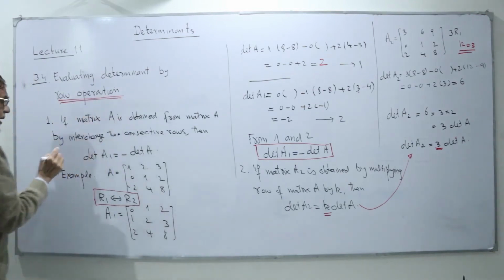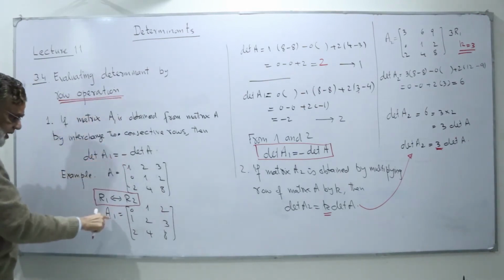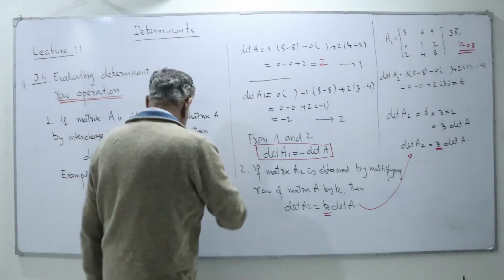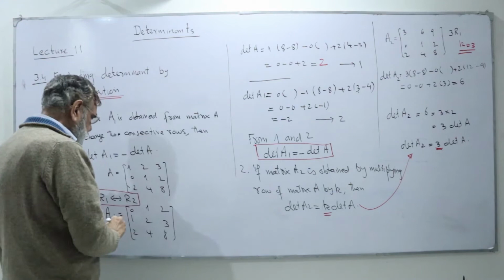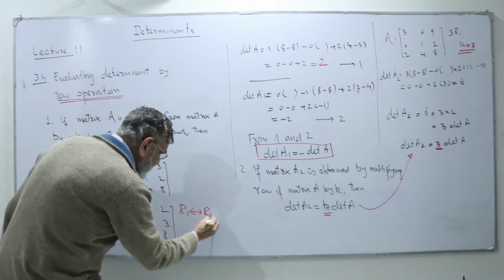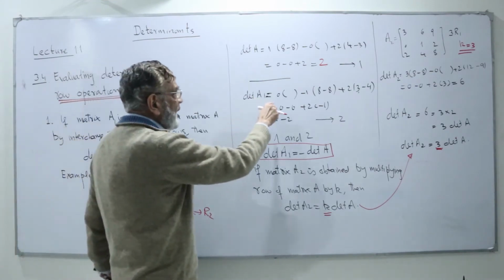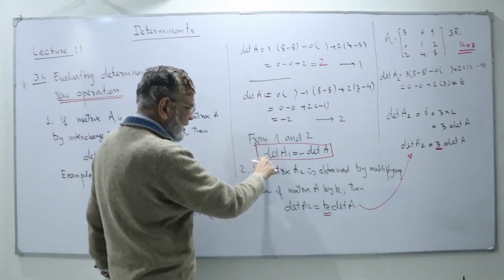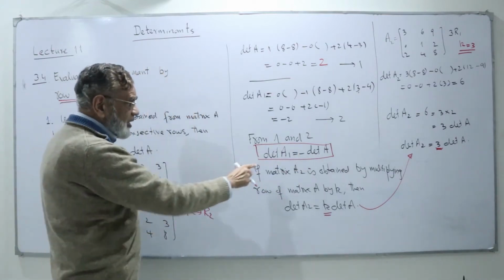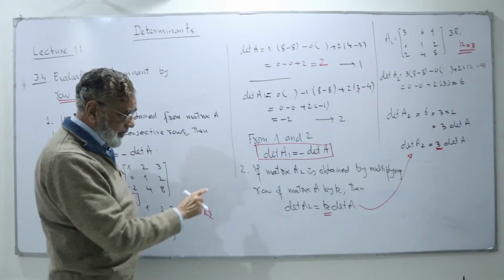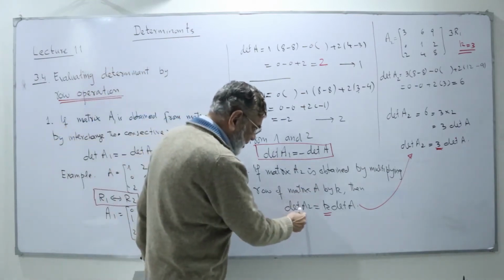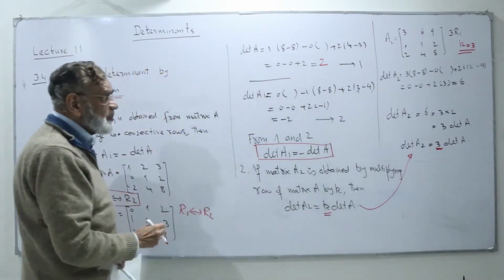We have in number 1 that when we interchange two rows, we get here a minus sign. We interchange R1, R2. This is determinant of A1 obtained by interchanging the first two rows. This was here R1 and R2 interchanged. And then we find determinant of A1, that was minus 2, and we get the relation determinant of A1 is equal to minus determinant of A. The second was determinant of A2 obtained by multiplying a row of matrix A by any number. This determinant of A2 is equal to k times determinant of A.